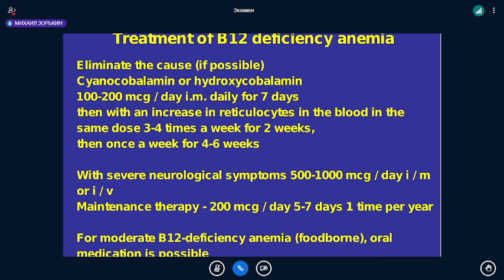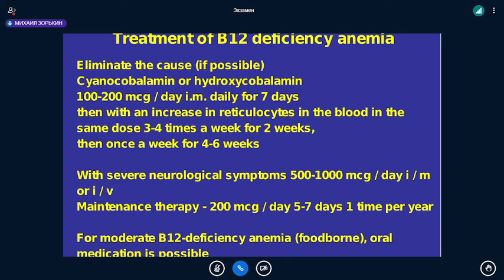Unlike iron deficiency treatment, B12 deficiency must be treated over a lifetime. So it's not just like 6 months and we can finish that. No, the patient with B12 deficiency will have to receive vitamin B12 during the whole of his life. First of all, we must eliminate the cause, but usually that's not possible.